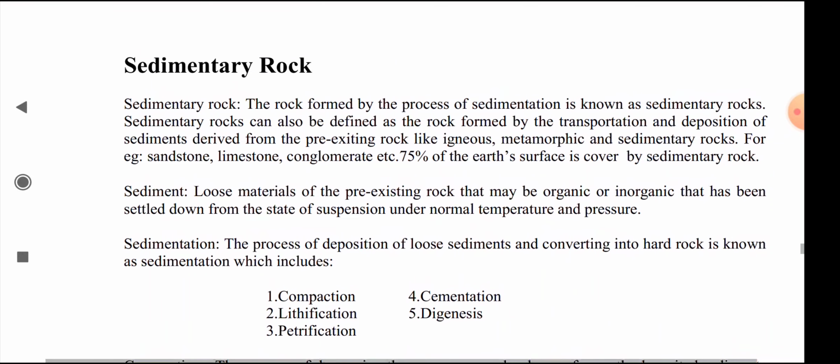Sedimentary rock. The rock formed by the process of sedimentation is known as sedimentary rock. Sedimentary rocks can also be defined as the rock formed by the transportation and deposition of sediments derived from pre-existing rock, like igneous, metamorphic, and sedimentary rocks. For example, sandstone, limestone, conglomerate, etc.